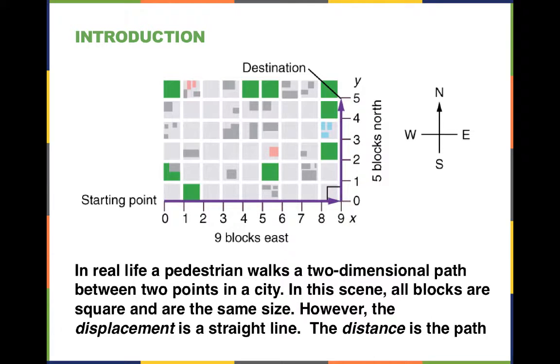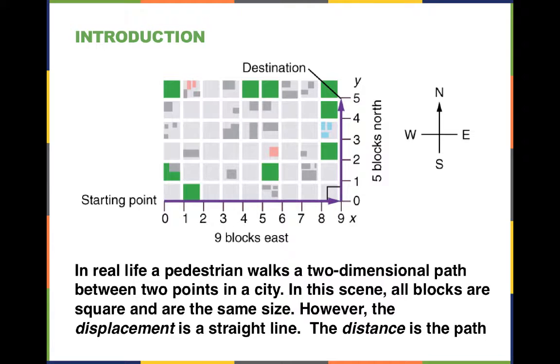To introduce this topic, we need to think about a practical situation in which a pedestrian would walk from the starting point, which is at the 0 point on the graph here on the x-axis, to a destination that is on the 5 on the y-axis, also designated the destination. This walking requires a 9-block trip east, then turning north and traveling 5 blocks north. It's very common for this type of motion to occur. All the blocks here, because this is a square block situation, are the same size.